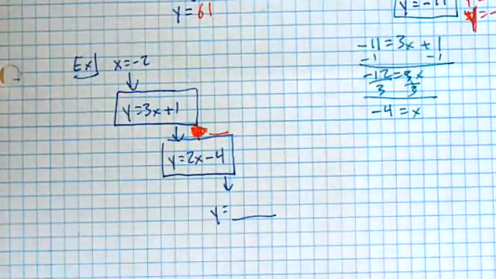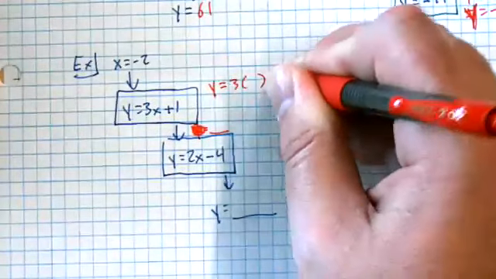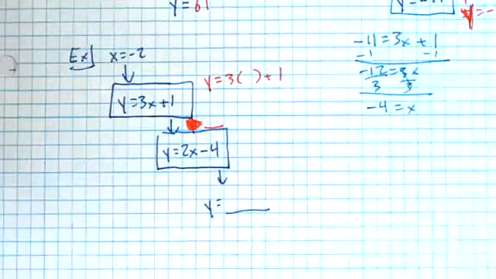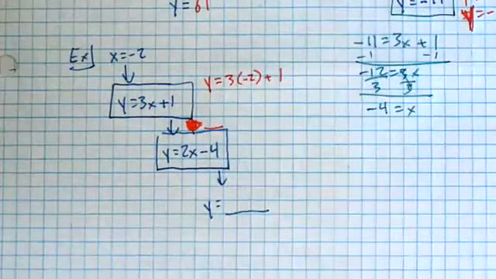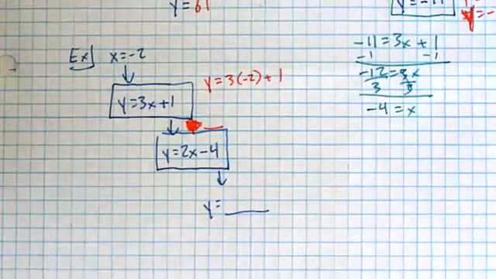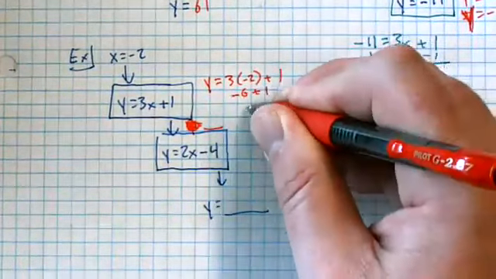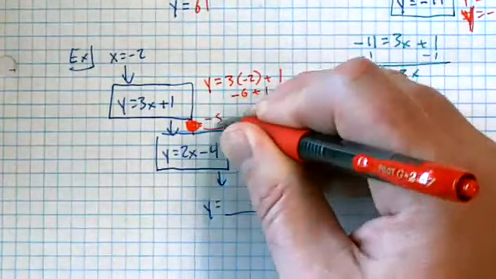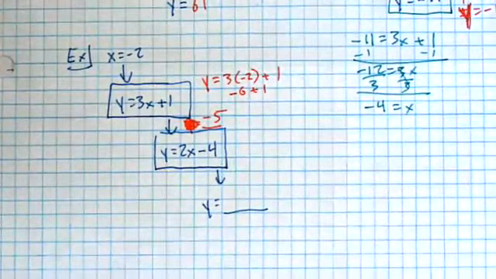All right. So if I were doing this, my work would be Y equals 3X plus 1, and I'm putting in -2. So that's what's coming out of the first machine. And then what do we do with that -5?